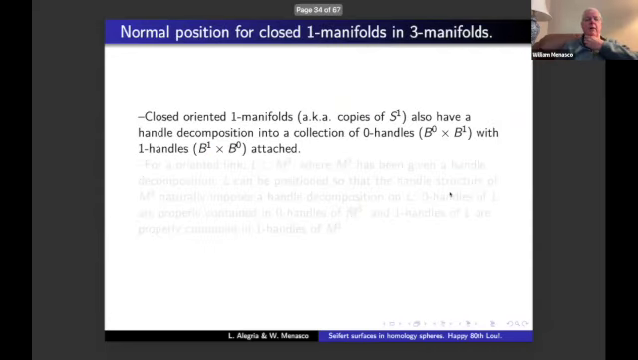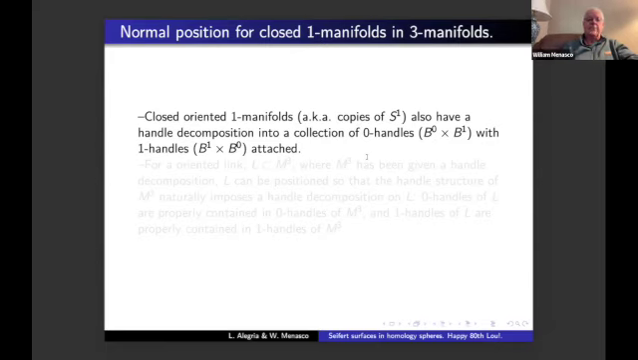All right. So we're going to want to put your knot into normal position with respect to the handle decomposition of your three manifold. And so when you do that, what does that mean, normal position? Well, that means that once you put it in that position, the handle decomposition for the three manifold imposes a handle decomposition for your one manifold.